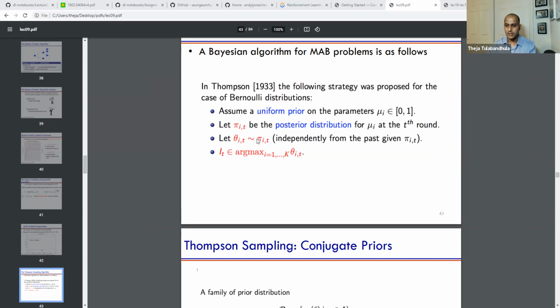Okay, so with that, let me actually switch over to the annotation. Any questions here?